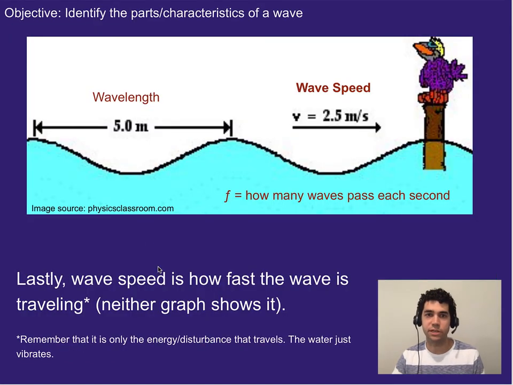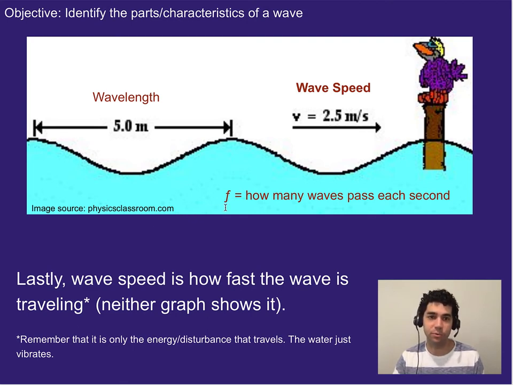So we talked about wavelength a little bit. The last thing we need to talk about is wave speed. So wave speed, we've talked about how often a wave is occurring. We've talked about the length of a wave. If you combine those two things, you can actually get a little bit about how fast a wave is traveling, literally from point A to point B. And so that is what wave speed is.